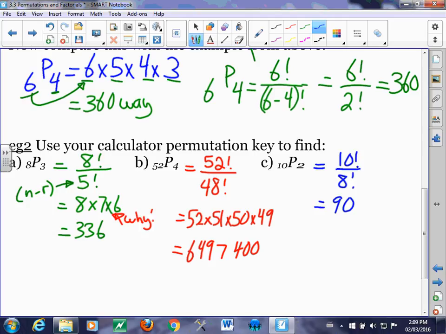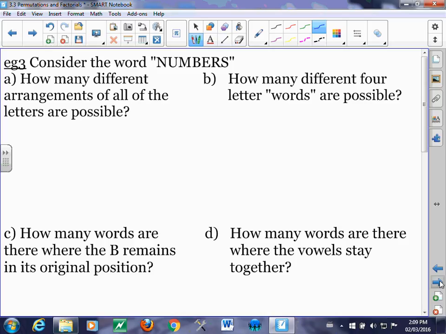All right, now we're going to get you thinking, now that you know the permutations, let's go over some examples here. Consider the word numbers. How many different arrangements of all the letters are possible? Well, how many letters are there? Make sure they're all different. So n equals what? 1, 2, 3, 4, 5, 6, 7. So 7 total letters. So how many possible arrangements are there? Well, it's going to be 7 factorial, which equals, plug in your calculator, sorry, 5,040 ways.